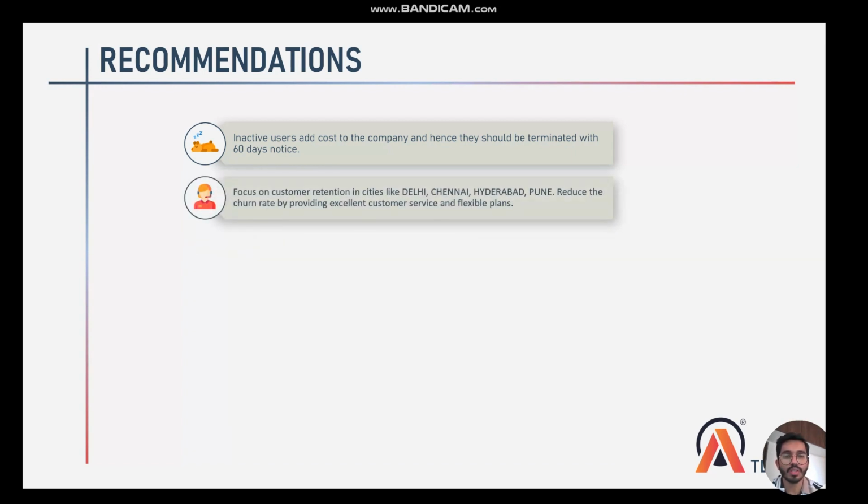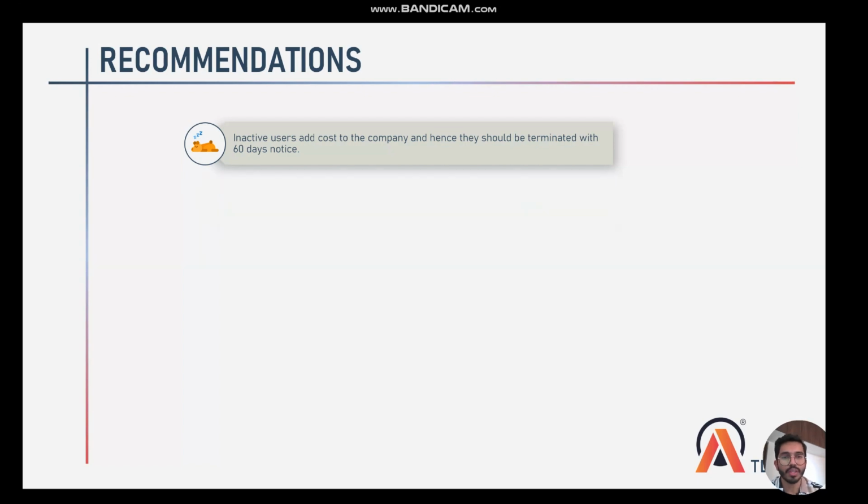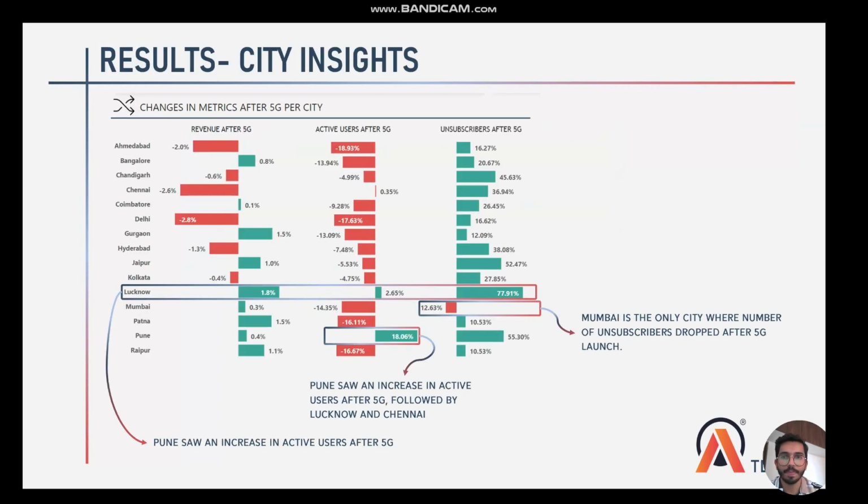Next thing is to focus on the customer retention, especially in cities like Delhi, Chennai, Hyderabad, and Pune. Because we saw that, if I go back a little bit, Delhi is having the biggest drop in terms of the revenue after 5G. And there was a great amount of active subscribers, or active users, that went down. There could be a possibility that there are inactive users as well, but in terms of Delhi that is not the case. People just do not choose to stay with the company in Delhi.